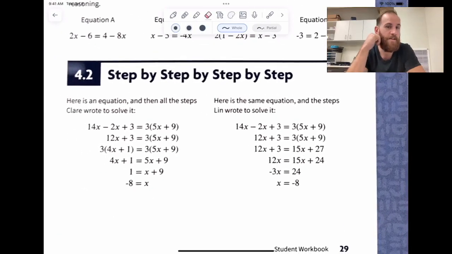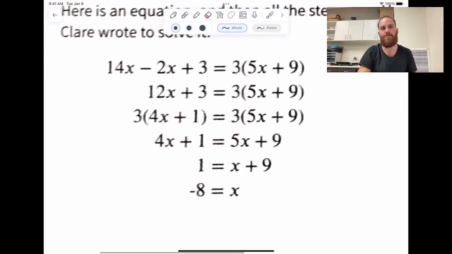Okay, so we've got two equations. Claire wrote one, Lynn wrote the other, and they're solving them step by step. Let's see who did it right. Obviously, first, we probably want to combine like terms. That's one of the tools we're going to be using today. Then we're going to distribute, meaning the distributive property, and then we're going to use inverse operations to solve the rest.